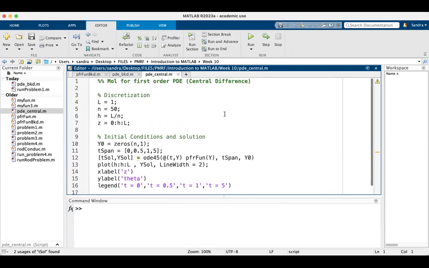So this is your code for running your ODE equation. These are the details given to me in the question. The length of the road is equal to 1.